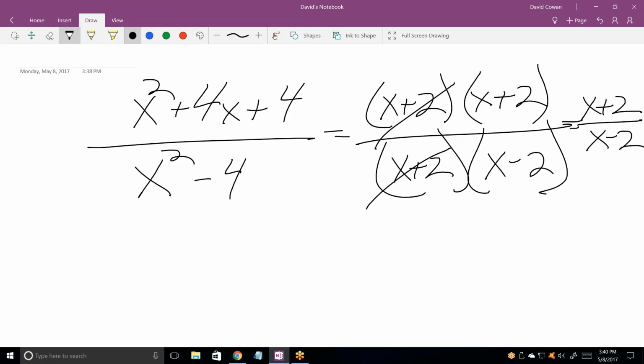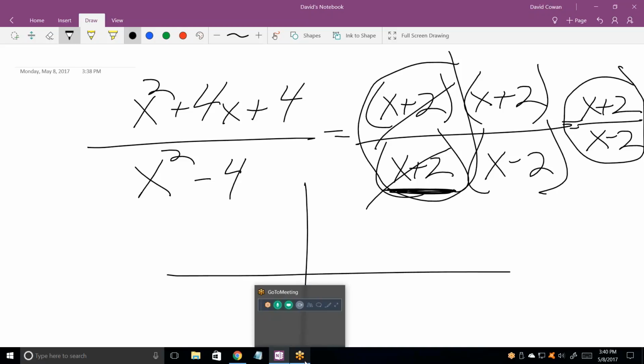With one exception. And that is x can still not be equal to minus 2. In other words, just because I canceled those does not take away that domain restriction. x certainly cannot be equal to 2 because I would be dividing by 0 in the final equation. But x also cannot be equal to minus 2 because that would be 0. And I still cannot divide by 0. And that results in what is called a hole.